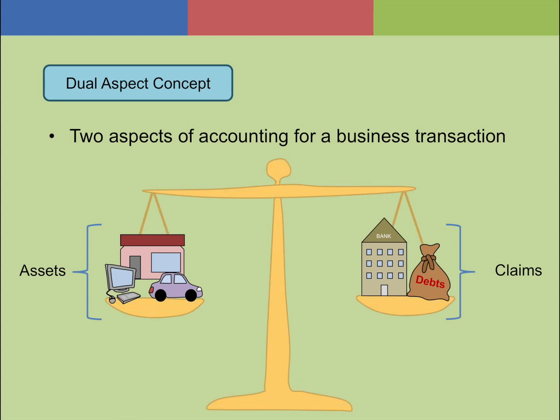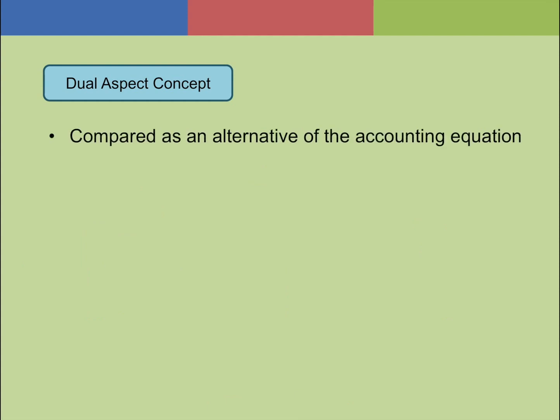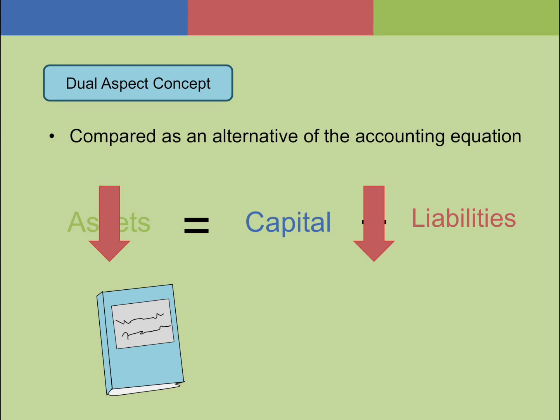the same amount. The dual aspect concept is compared as an alternative form of the accounting equation of assets equal capital plus liabilities, whereby if one side of the equation is affected by an amount, then the opposite is also affected by the same amount. The double entry bookkeeping system is a great example of the dual aspect concept in practice. It shows that for every transaction, two things are affected. In other terms, there will be a debit and credit entry.